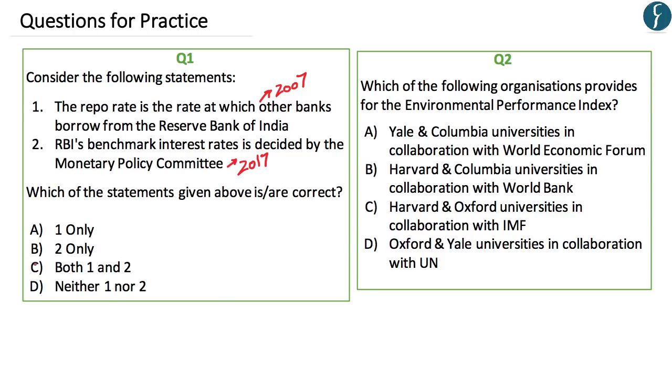Now the correct answer to question number 1 is C, both 1 and 2. Whereby with regards to statement number 2, RBI's benchmark interest rate is decided by the Monetary Policy Committee, whereby this Monetary Policy Committee is headed by the Governor of the Reserve Bank of India. While with regards to question number 2, option A is correct, that the Environmental Performance Index is given out by the Yale and Columbia Universities in collaboration with the World Economic Forum.